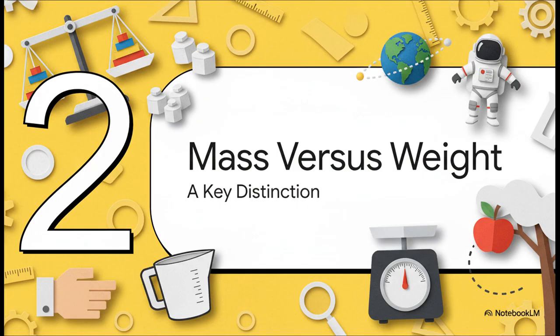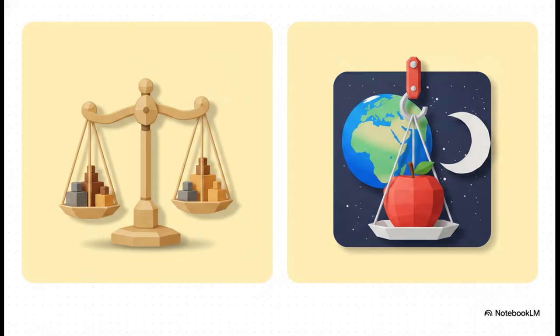Moving right along to Section 2, distinguishing mass and weight. Let's clear up one of the absolute most common points of confusion you'll run into in elementary science. The crucial point here is establishing this dichotomy for your students from day one. They have to understand that mass is the universal measure of the amount of matter an object contains.